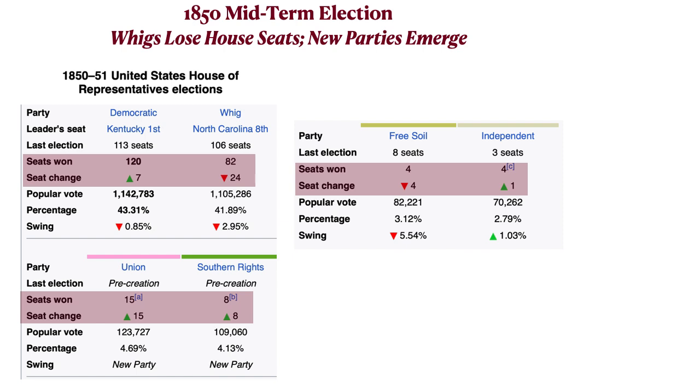So we can see here the Free Soil Party that had been in there a little bit earlier, which I mentioned before. There's another Southern Union Party. There's a Southern Rights Party. So we're really getting into a period of flux here.